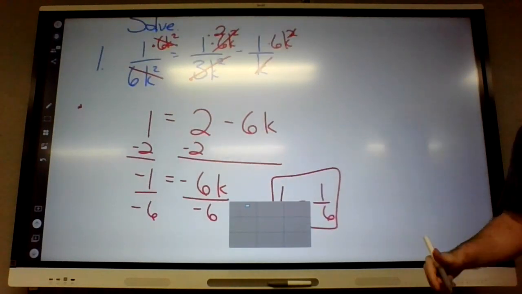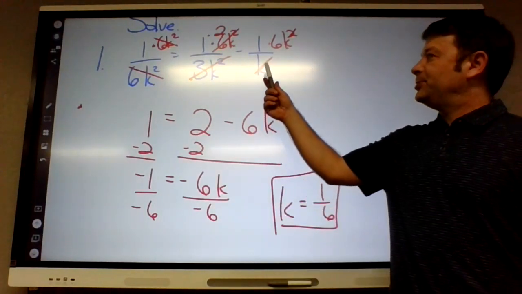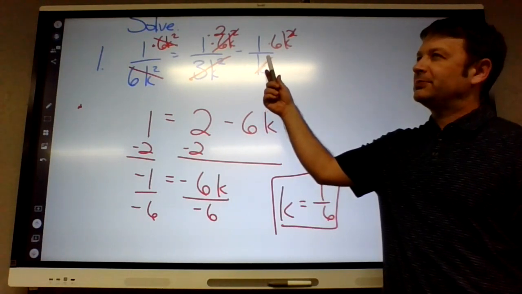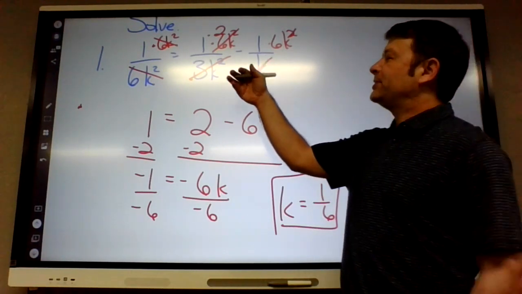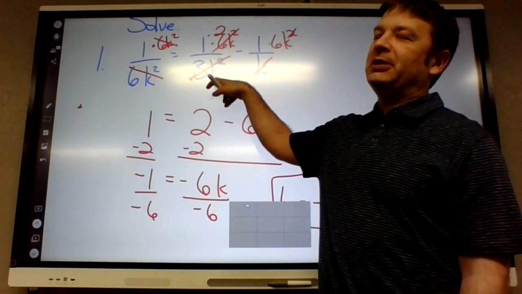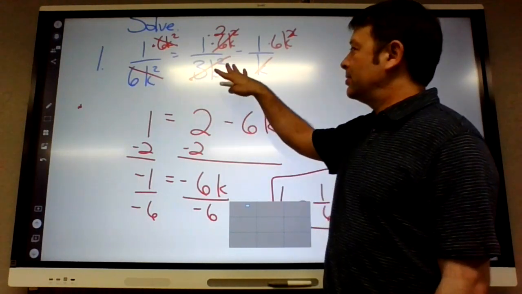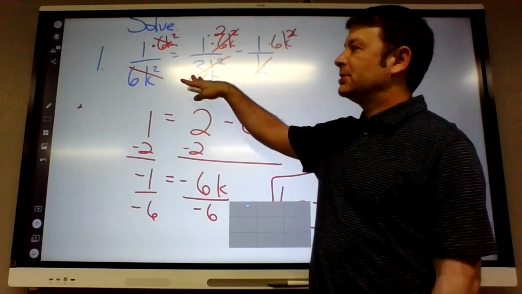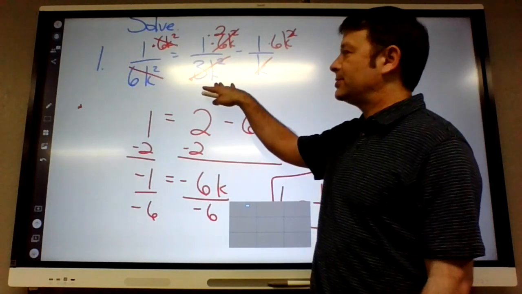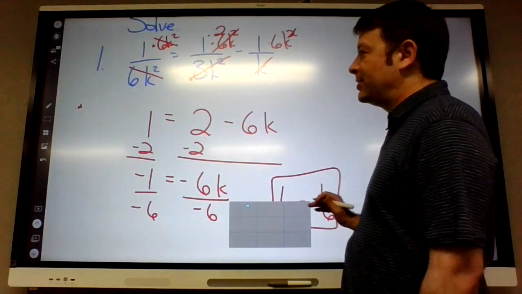Yes, there is a small note that we need to make on this though. Sometimes you might get an answer... I don't think we found it. Anyways, if you get an answer that makes the denominator 0, it doesn't actually work. You can't use it. What k value would make these denominators 0? What value put in for k would make the denominator 0 here? 0. So if we got k equals 0 down here, we'd have to throw the answer out.